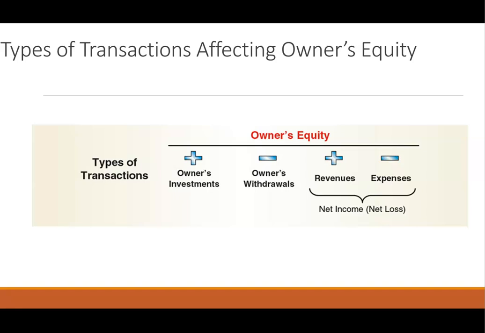Now, owner's equity is a little more involved. It includes not only owner's investments that get added, and we subtract any owner's drawings or withdrawals. We also show an increase in revenues that come in, and we subtract out the expenses. Revenues and expenses are part of what we call an income statement. Revenues increase the owner's equity. Expenses decrease the owner's equity section.